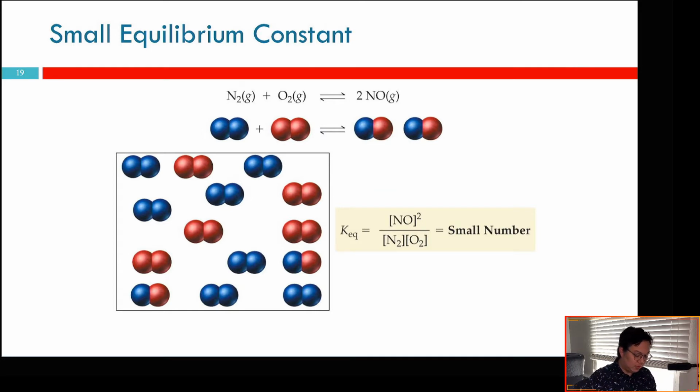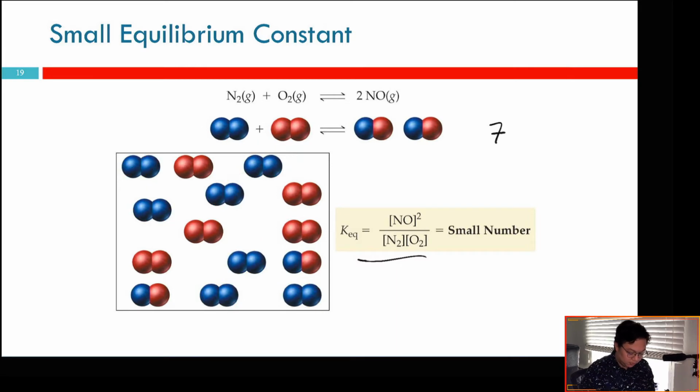So here we have an example of what a small equilibrium constant would look like. Again, we're given the equilibrium equation here, and we go through and count these. For nitrogen, let's count nitrogen first: 1, 2, 3, 4, 5, 6, 7. So we have 7 nitrogens. And then for oxygen, we have 1, 2, 3, 4, 5. And for our NO2, we have just 2, and this is 2 squared. If we take our 2 squared, that's 4 divided by 35. So this is going to be a small number.